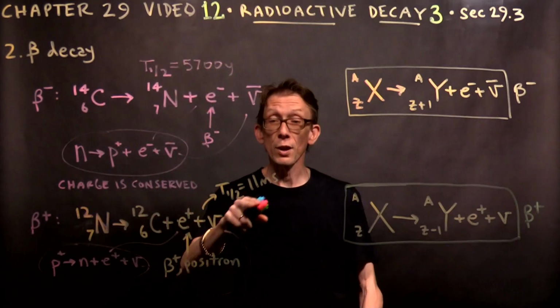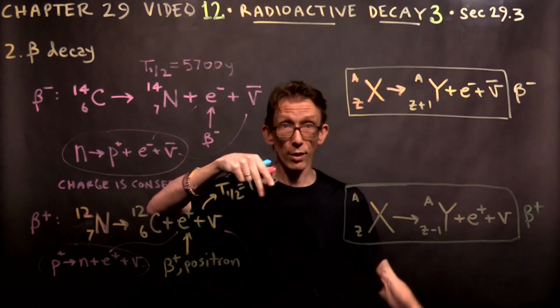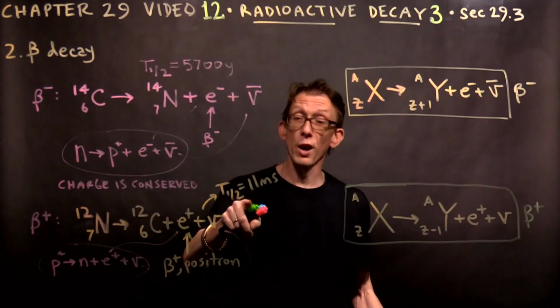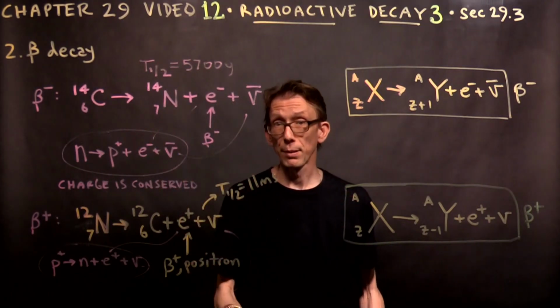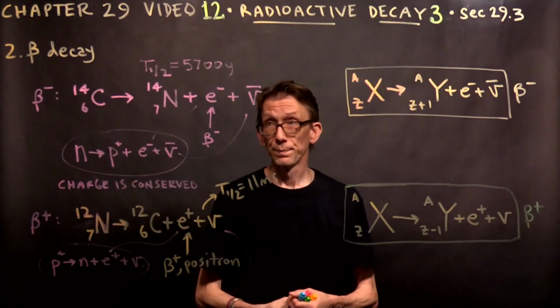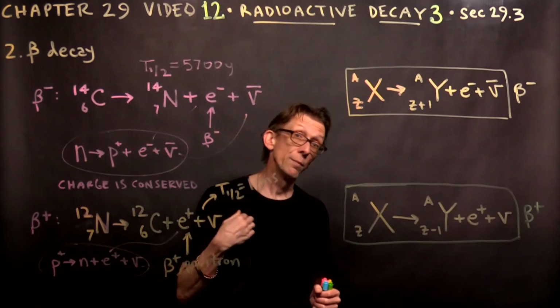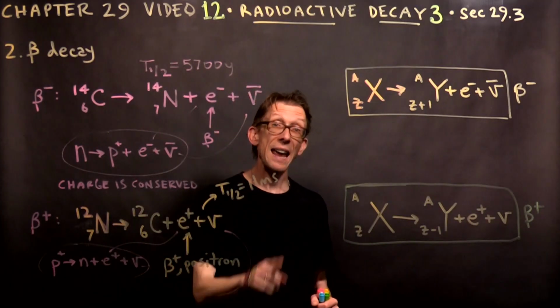So half-lives, 11 milliseconds, 5,700 years, 4.5 billion years, and there's also half-lives way shorter than this. So half-lives are all over the map. Okay. That's beta decay. Next up, gamma decay, and an example.